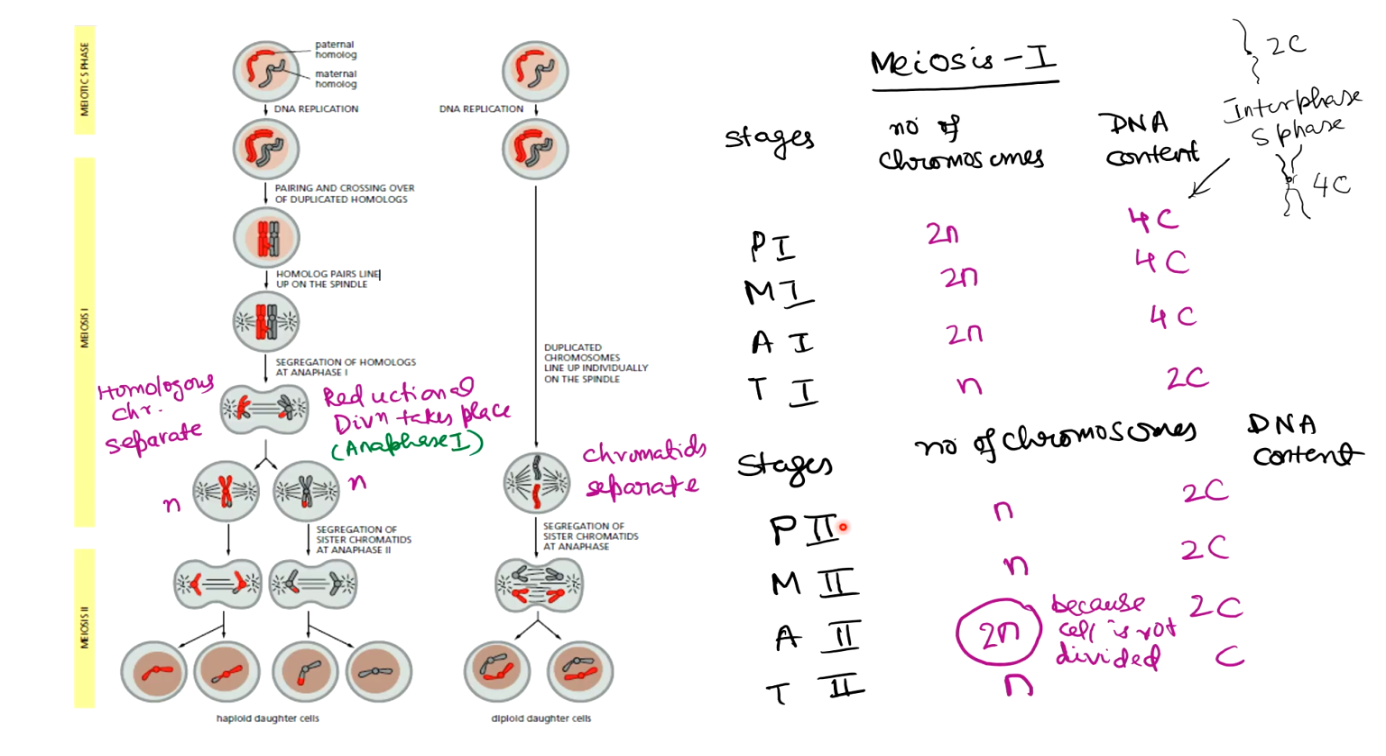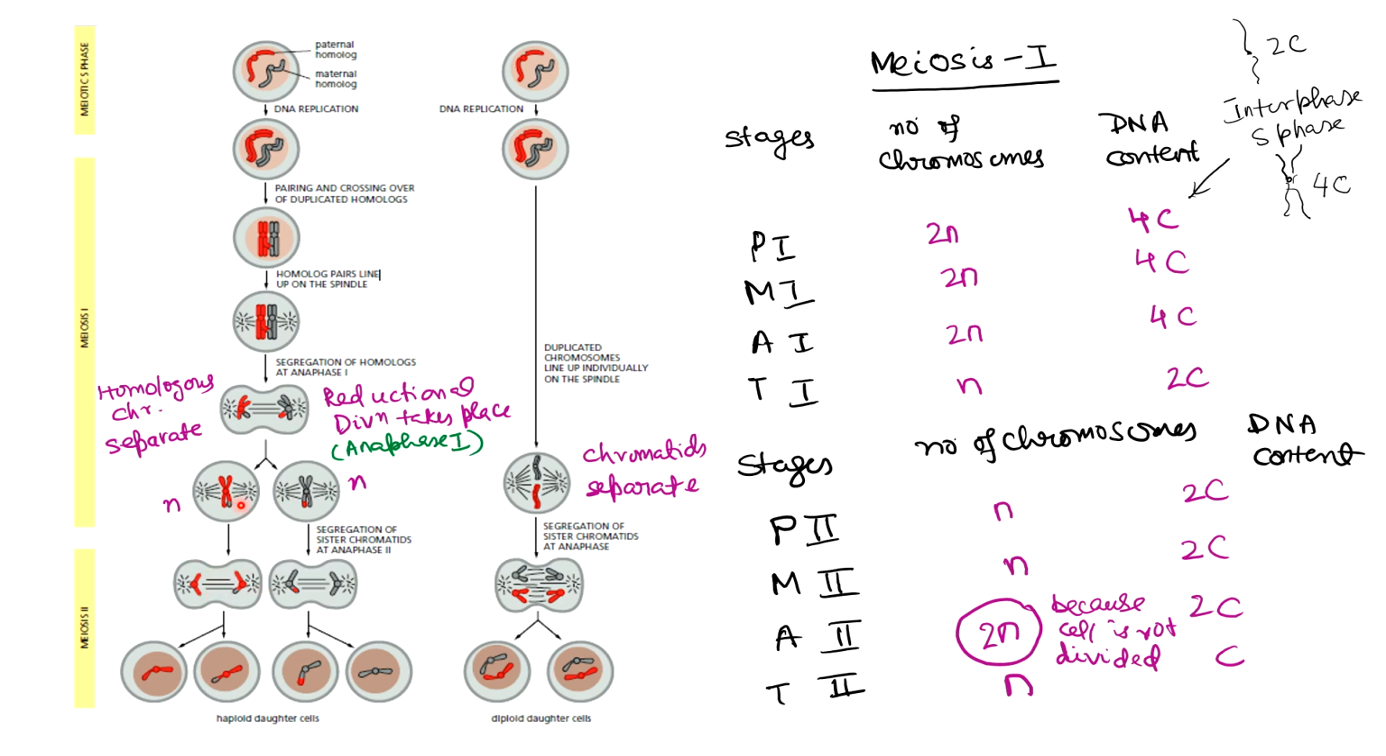So let's see what is happening in prophase 2. If we see prophase 2, there is just thickening of the chromosomes, so the number of chromosomes and the DNA content remain unchanged until metaphase 2. If you see anaphase 2, it is comparable to that of the mitotic cell division. So see here what happens, the sister chromatids are getting split at the centromere.